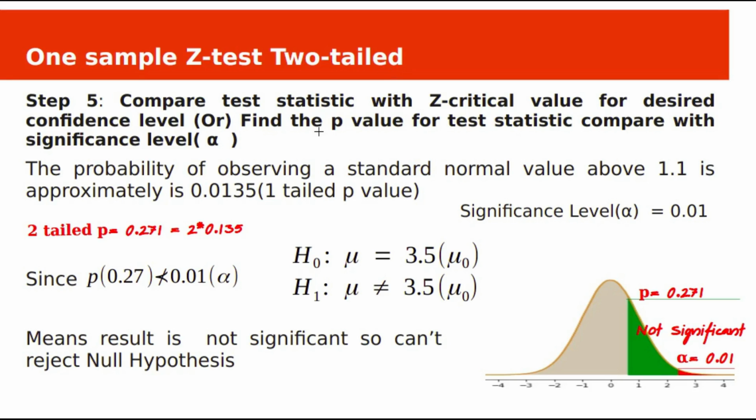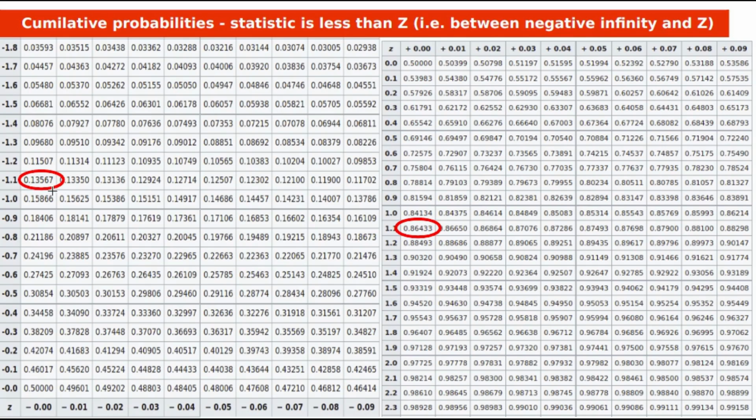We can even use p-value for testing hypothesis. Find the p-value at this 1.1 Z statistic value. See the Z table. Z tables are symmetric, so you can see either left side or right side probability value will be the same. Here it is cumulative probability. Instead of taking this value and subtracting it from 1, we can go for minus 1.1. Here the probability value is 0.13567. It is the one tail p-value.